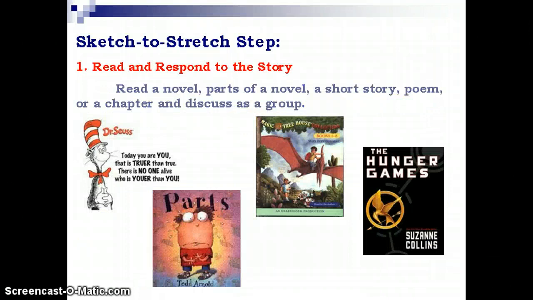So here are the steps that we would follow if we were to implement this sketch to stretch in our classrooms. Step 1, read and respond to the story. Well, of course, you're going to read a novel or parts of a novel, chapter, book, or chapters within the book, a short story or a poem, and discuss it as a group.